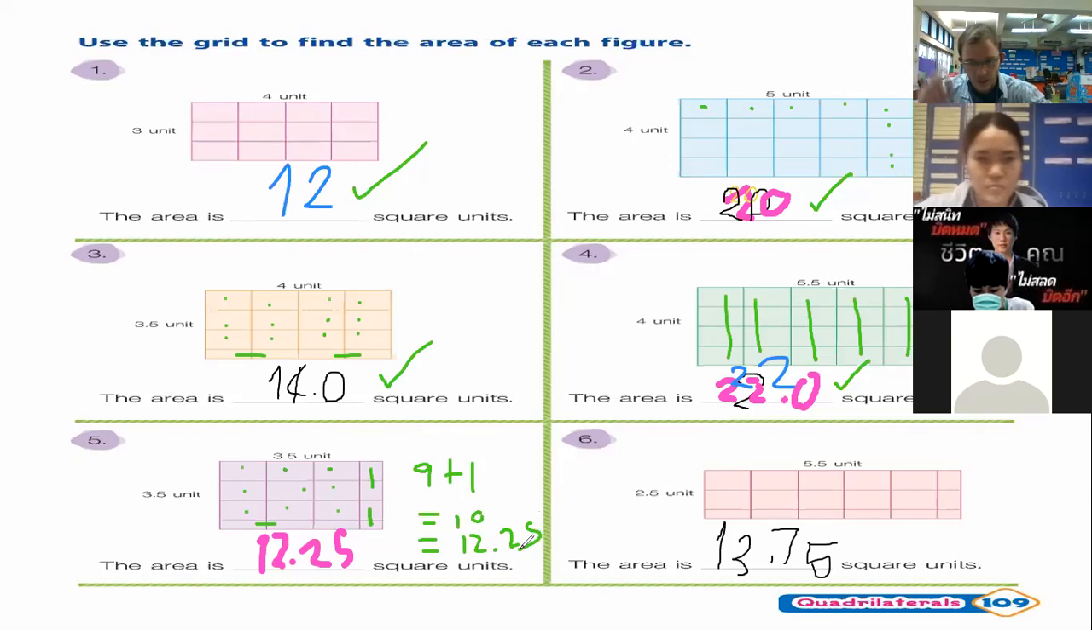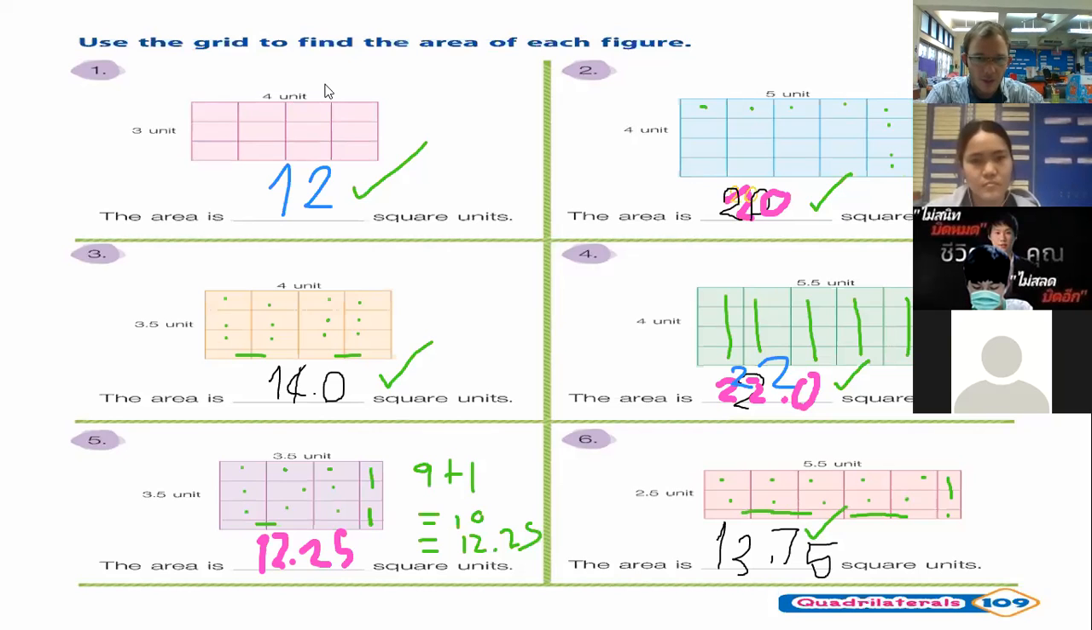I don't like this grid. The grid is not the best way to calculate this. I'll show you now a different way we use. And this one as well, 1, 2, 3, 4, 5, 6, 7, 8, 9, 10, 11, 12, 13.75 at the end there. Okay. These ones are all correct that you guys did. But let me show you an easy way that we can calculate the area.